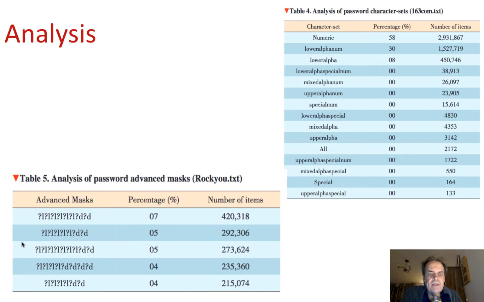And then when we looked at the masks, 7% of the masks had a number of letters followed by 2 digits. That was the top value here. I can see these ones here also had similar types of masks. And then in this set here, 58% of them had some sort of numeric character set contained in them. 30% had lowercase letters completely.